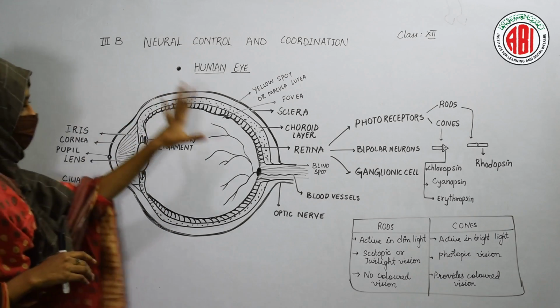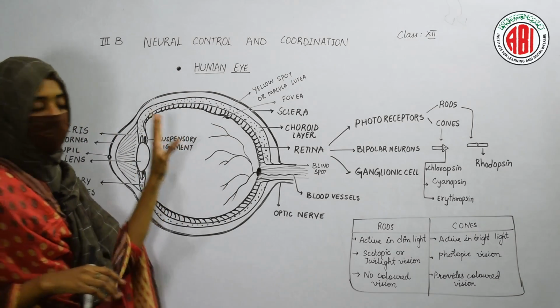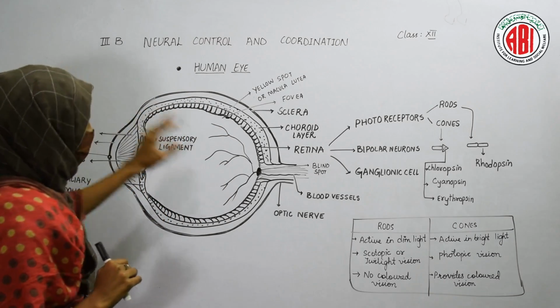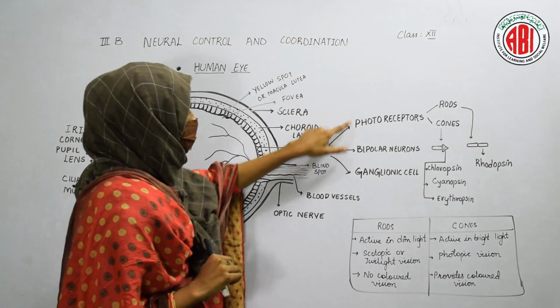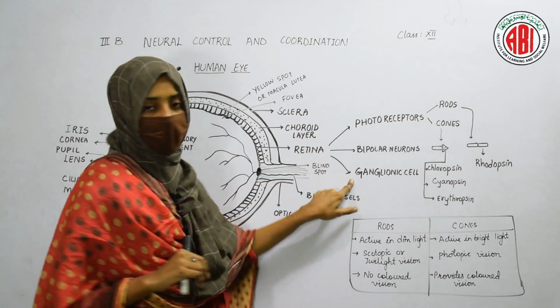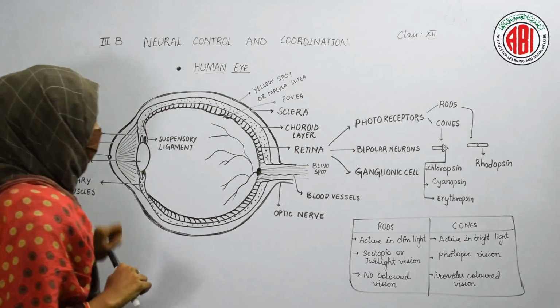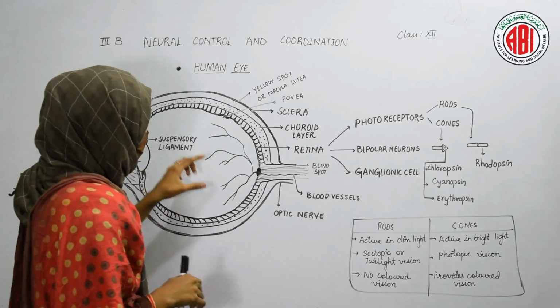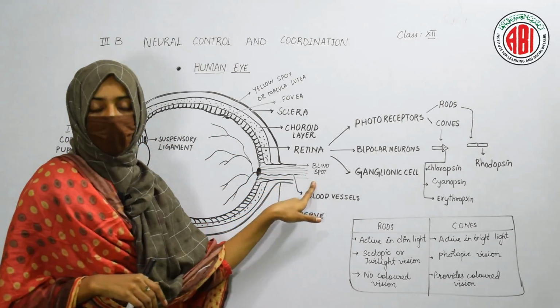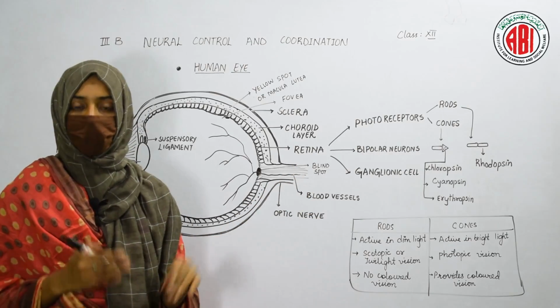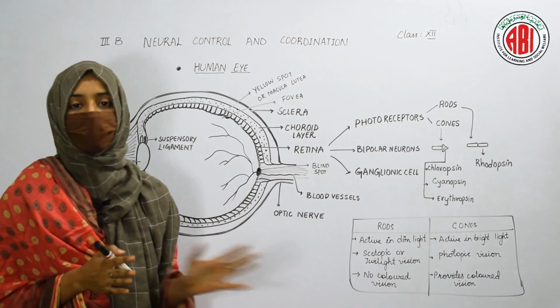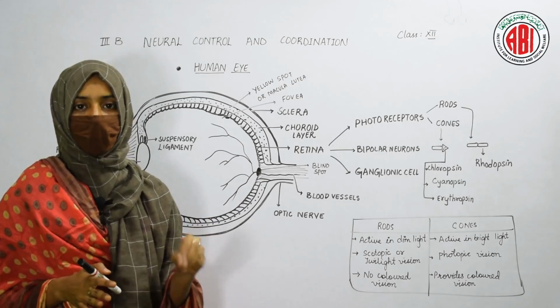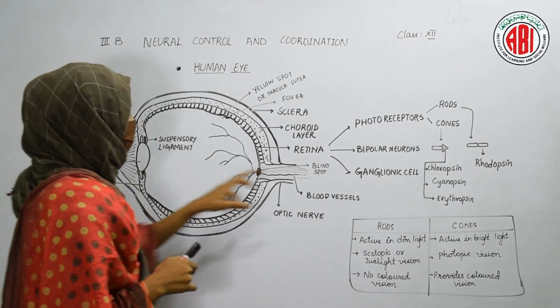So, this is about the different structures that you can find in the human eye. In the layer retina, besides photoreceptors, bipolar neurons and ganglionic cells, you can also find two main spots. One spot is the blind spot, where the light doesn't fall, and even if the light falls, this spot will not give you vision. This is called the blind spot.